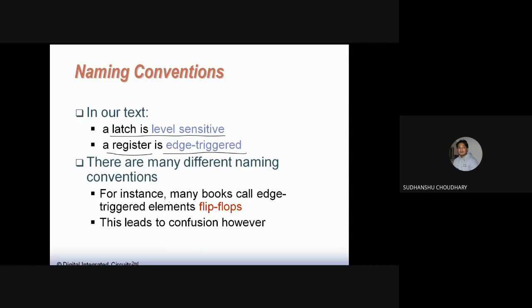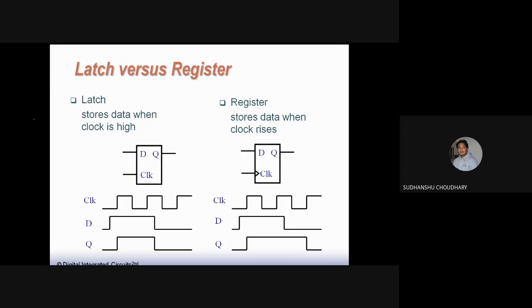In some other books you will find that edge triggered elements are also called flip-flops. But in this course we will say that the edge triggered element is a register and a level sensitive element is a latch. So let us now define a latch and a register. Here is a latch being shown. Since the latch is level sensitive, let us say that this is a positive latch, that is, it stores or copies the D input to the Q when the clock is positive.